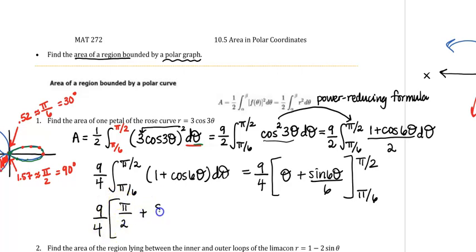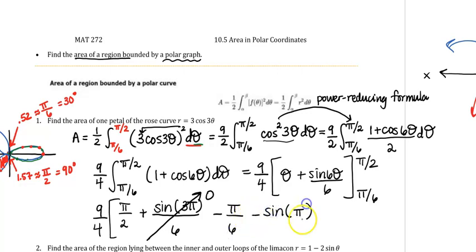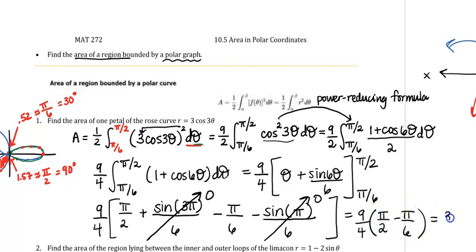Begin by plugging in my upper limit of pi over 2. 6 times pi over 2 would be 3 pi. Mind you, sine of 3 pi is 0. And now we subtract and plug in our lower limit of pi over 6. Make sure you distribute the negative when you plug it into the second term. Sine of pi is 0. You're left with 9/4 multiplied by pi over 2 minus pi over 6, which leaves us with a final answer of 3 pi over 4.